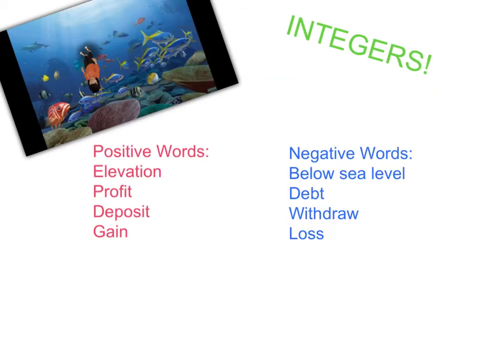Here are some more examples. First, maybe you have an elevation of 2,000 feet. Or maybe you have a profit, you've made $50. Or you deposited money into the bank, which means you have an additional, let's say, $100. Or, since it's football season, maybe you gained 10 yards.